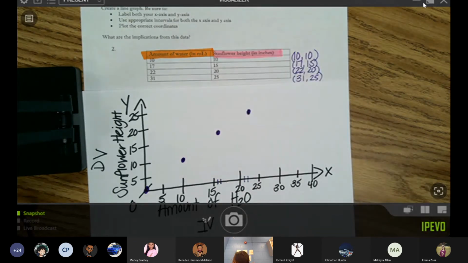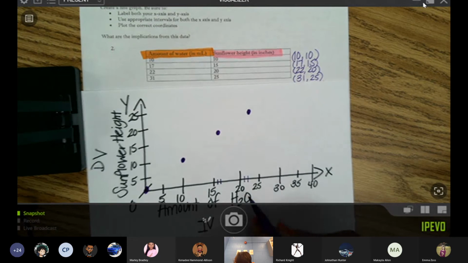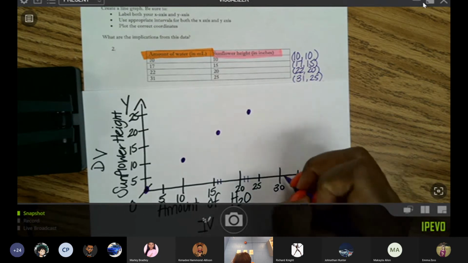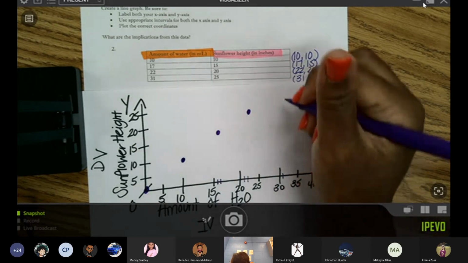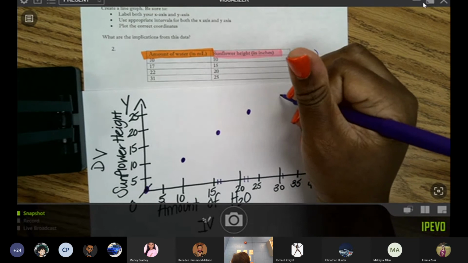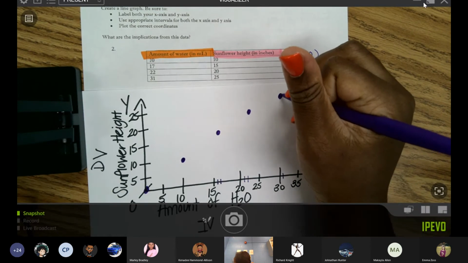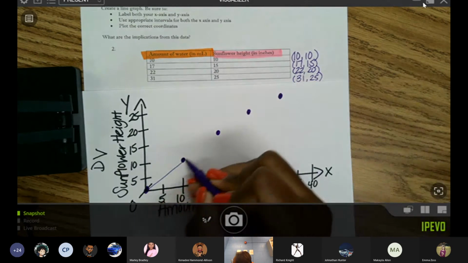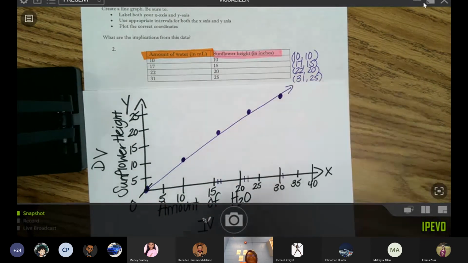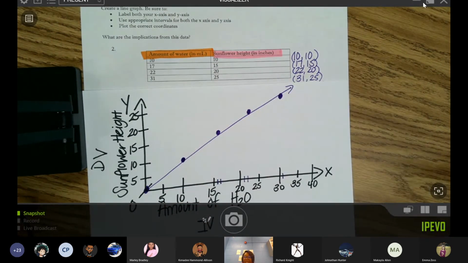And then my last point here, 31. Miss Neville put that little 1 there after 30. 31, 25. And this should be a straight line. And so that's what we see here.